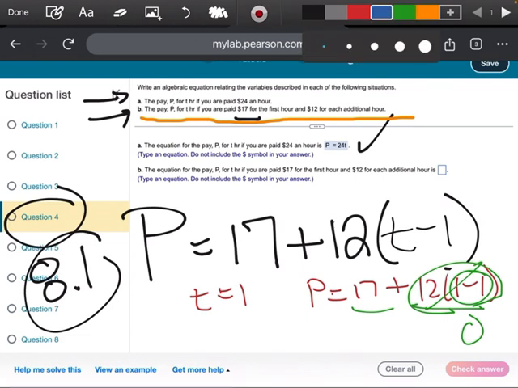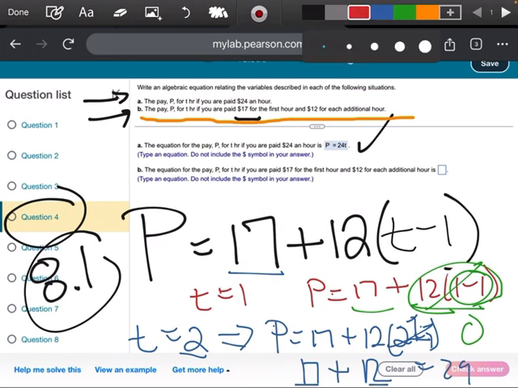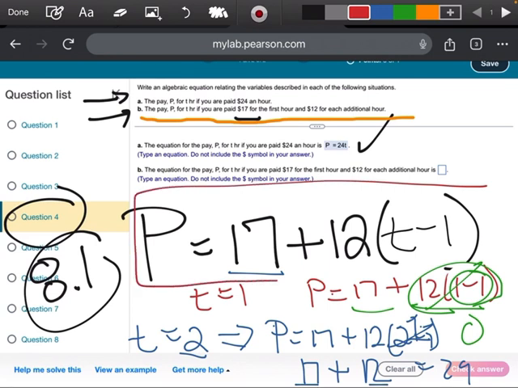Okay, let's think about what happens if T were equal to 2. That means I should get $17 an hour, and because I've worked 1 more hour, I should get another 12, right? So let's think about that for a minute. We're gonna get 17 plus 12. Remember, T is 2, so 2 minus 1. So that's 17. 2 minus 1 is really the same thing as 1, and 12 times 1 is 12. So look, 17 and 12, 29. There we go. Okay, so y'all, my equation is gonna be this one right here: 17 plus 12, T minus 1.